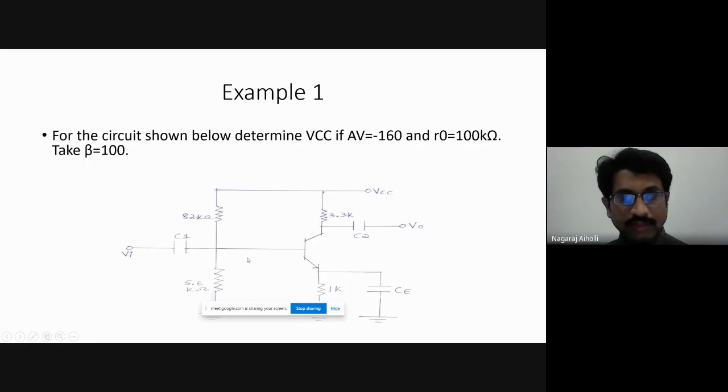Similarly at the 1K emitter resistance, the current entering is positive, and the other side, which is connected to ground, is negative. Now VTH is the voltage at this junction, the junction of R1 and R2.